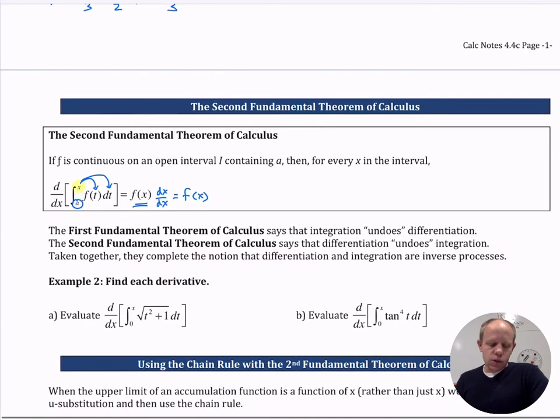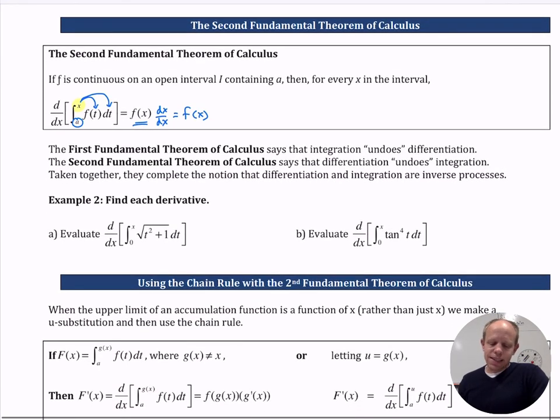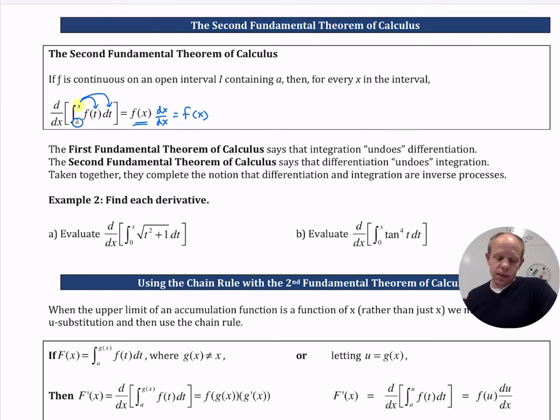All right? So the first fundamental theorem of calculus says that integration undoes differentiation. The second fundamental theorem of calculus goes the other way. It says differentiation undoes integration. So taken together, they complete the notion that differentiation and integration are actually inverse processes because they work both ways.